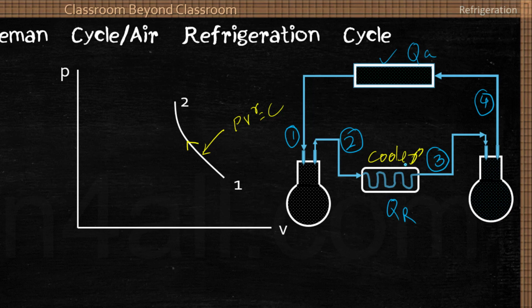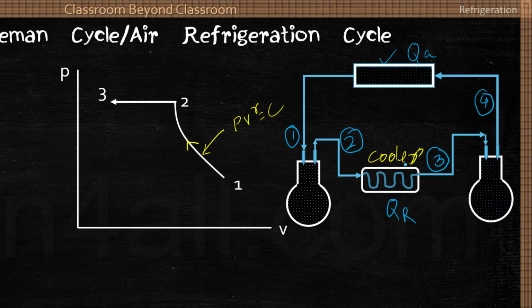So you look at the screen and you will see how it happens. From 2 to 3, volume decreases. From V2 to V3, volume decreases. And definitely in this process, what happened? Heat is rejected from the system. It will go out of the system.